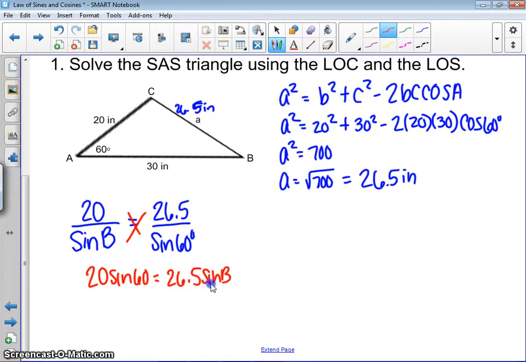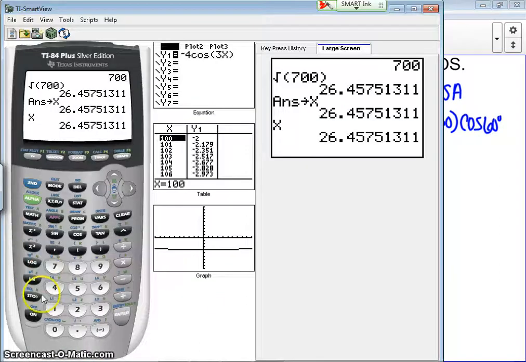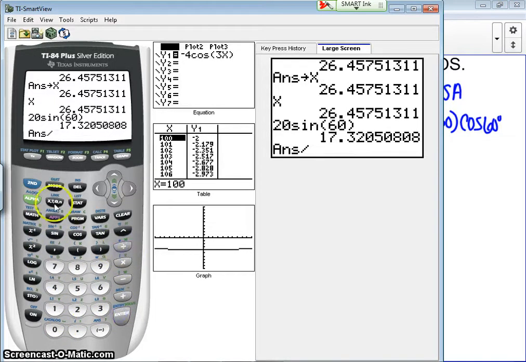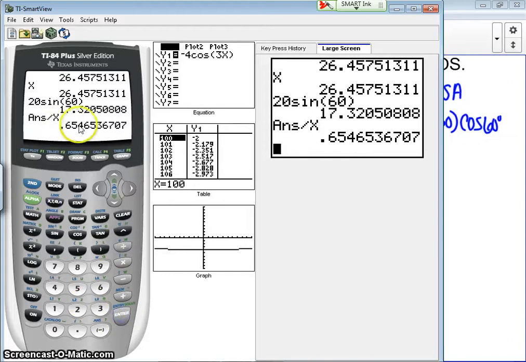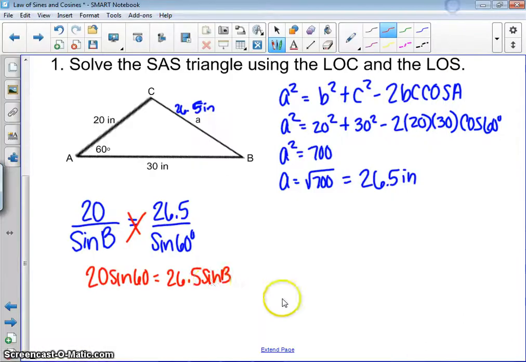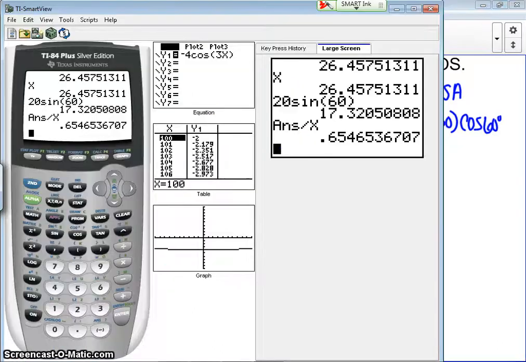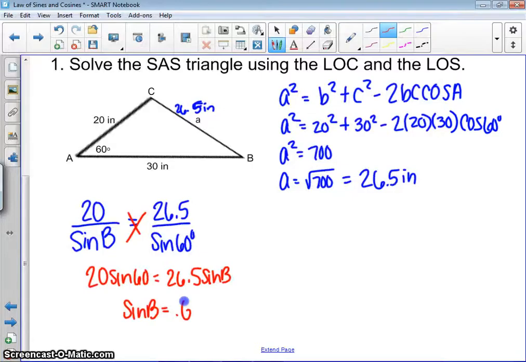Now to solve this, I can't just divide by 26.5 sine. I've got to first get rid of this number right here, 26.5. So when I type this in my calculator, I'm going to type in 20 sine 60, and then I'm going to divide that by x. And so then that gives me this small decimal. And so that's what the sine is going to equal. So I've got the sine of this angle equals 0.65. I'm just going to round to 0.65.